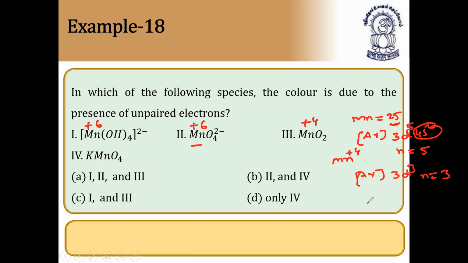Plus 6 state, argon 3d1. So n is equal to 1. So in all these cases we have unpaired electrons. Whereas here it is +7 state, no unpaired electrons. So it is 1, 2, 3 only. The answer is 1, 2, 3 only. And in 1, 2, 3, we have n is equal to 1, 2, 3 respectively. Whereas in the fourth case, Mn plus 7 means all the 7 electrons are removed. Once all the 7 electrons are removed, it becomes argon configuration. So no unpaired electrons. But still it is exhibiting color due to charge transfer phenomenon.